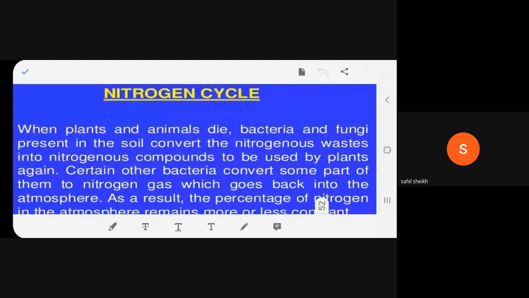Nitrogen cycle. When plants and animals die, bacteria and fungi present in the soil convert the nitrogenous waste into nitrogenous compounds to be used by plants again.